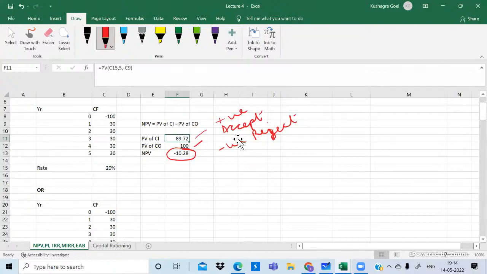Yeah, you can use it for any contract. So you can use it for the fixed price projects also. Yeah, definitely.